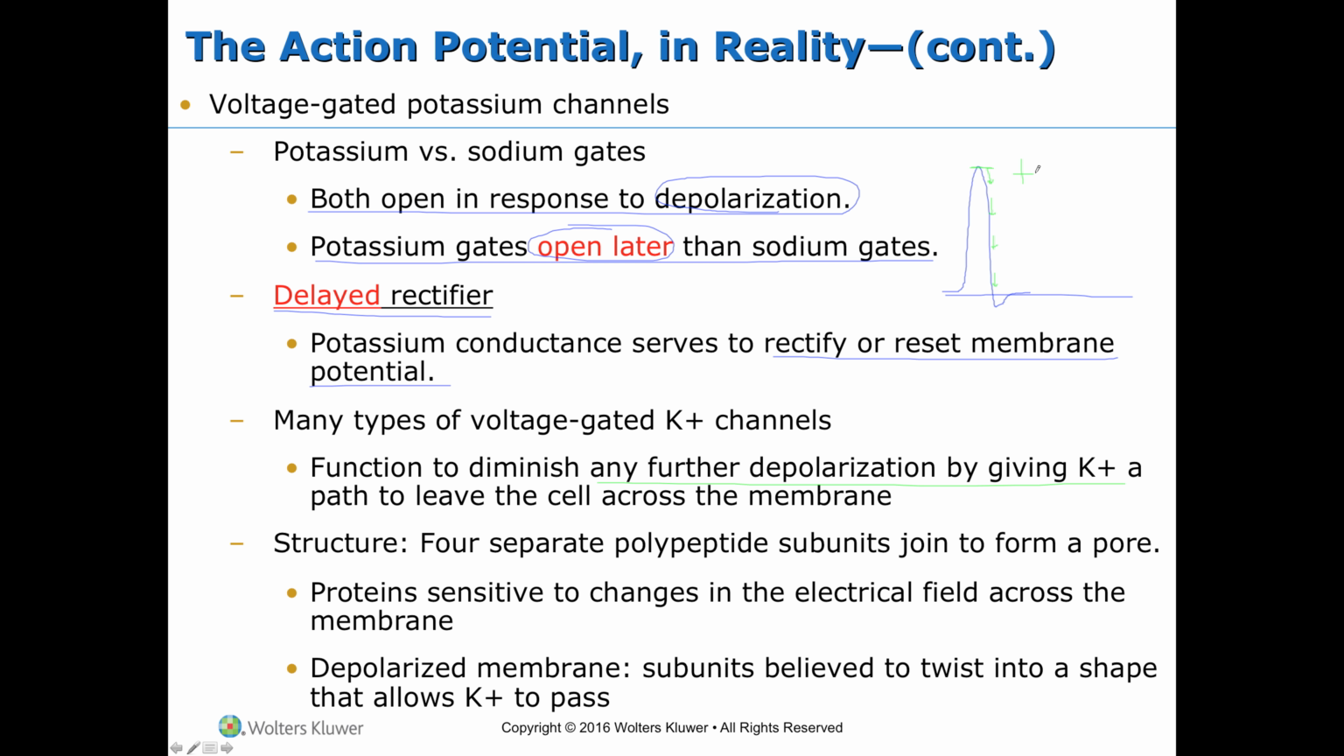Now, if you're at a positive value, so positive 40 millivolts, and you're allowing potassium, which is a positive ion, to leave, then you're getting rid of more and more positive ions. Thus, your membrane potential is going to become more negative or less positive. As for the structure of the voltage-gated potassium channel, there are 4 separate polypeptide subunits that join together to form a pore through which potassium is able to flow. These proteins are sensitive to changes in the electrical field across the membrane, in the same way that voltage-gated sodium channels were. When the membrane is depolarized, the subunits are believed to twist into a shape that then allows potassium to pass through.